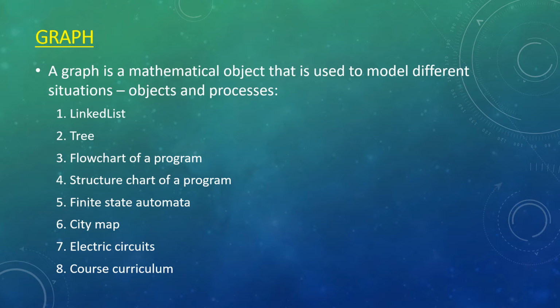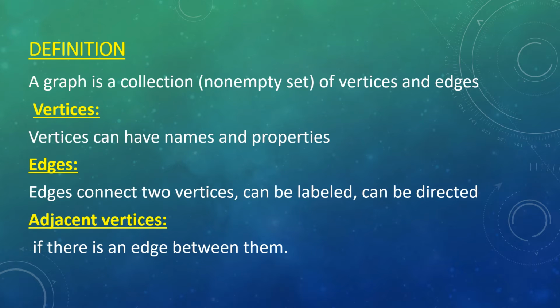Graph. A graph is a mathematical object that is used to model different situations, objects and processes. Examples include linked list, tree, flowchart of a program, structure chart of a program, finite state automata, city map, electric circuits, course curriculum. Definition: a graph is a collection of non-empty sets of vertices and edges.